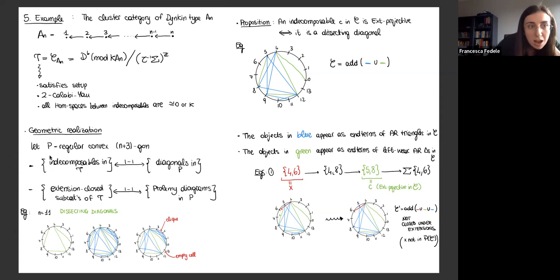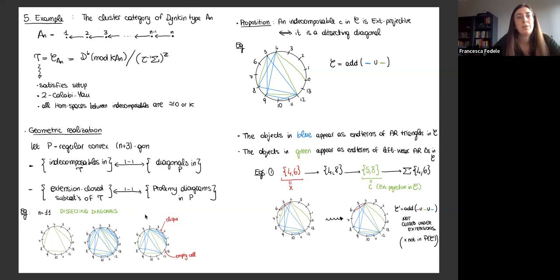What's the geometric realization? Instead of working with this apparently complicated category, you can look at its geometric realization. You take a regular convex (n+3)-gon. For example, in the example I have here, I chose n to be 11, so you get a 14-gon. The diagonals in this polygon are in one-to-one correspondence with the indecomposables in your triangulated category, where a diagonal joins two vertices that are not next to each other. So 5, 6 wouldn't be a diagonal, it's just an edge of your polygon, but 5, 7, 5, 8, 5, 9, all of these are diagonals.